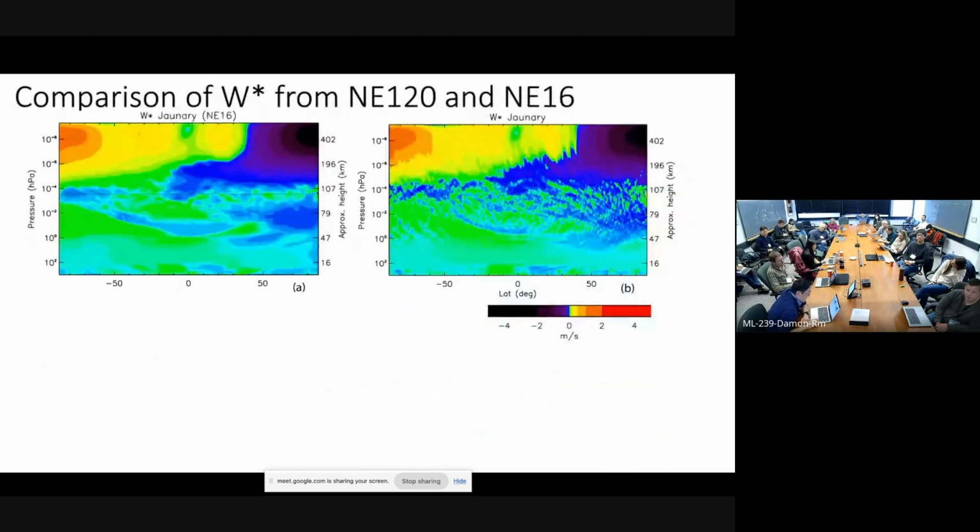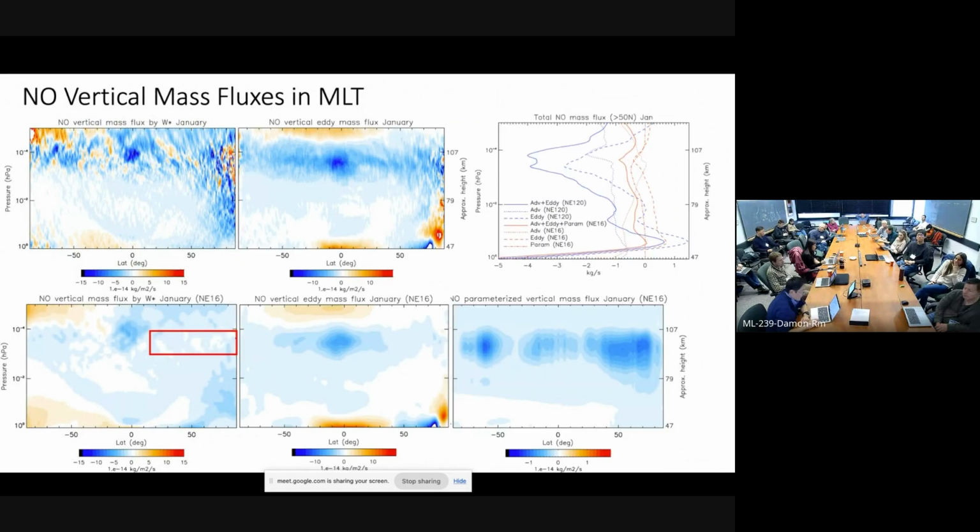Yeah, maybe I just went too quickly. This is trying to show that this is the KZZ from the current parameterization. And if you look at the magnitude of the nitric oxide fluxes it caused, it's about an order of magnitude smaller than what we got in the high resolution downward transport. And this red dashed-dot line is the KZZ induced downward transport, and you can see that it is pretty small compared to the downward transport from the high res.